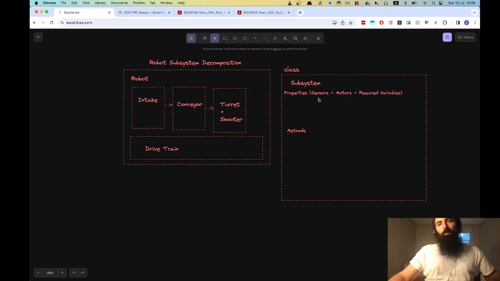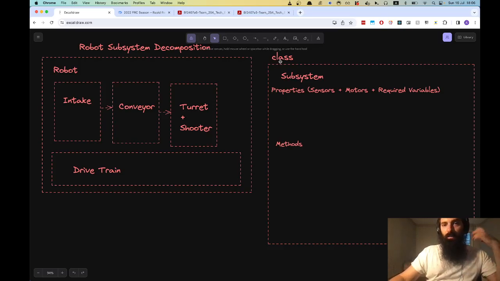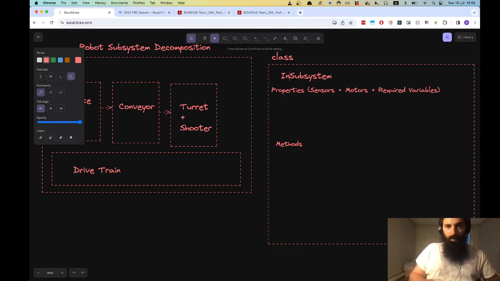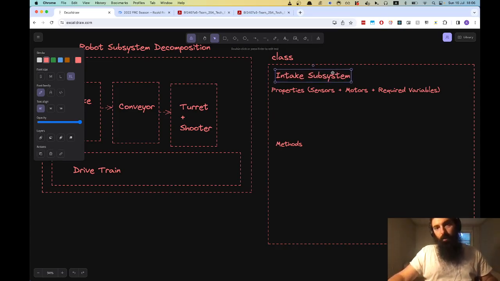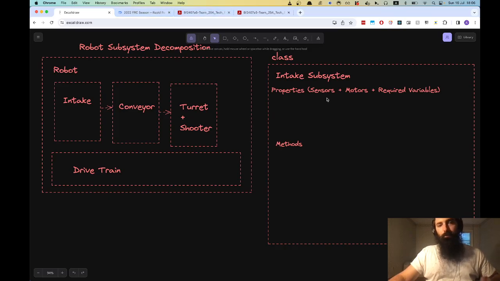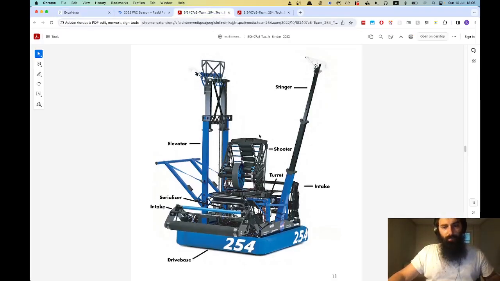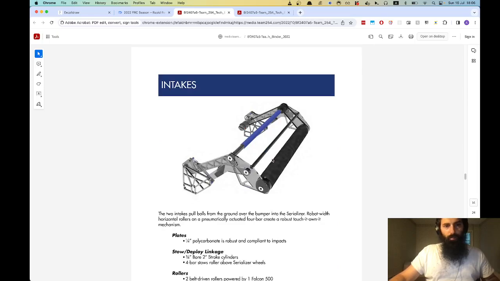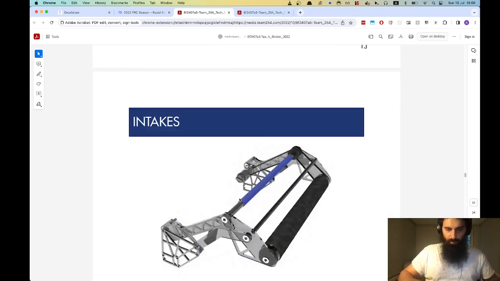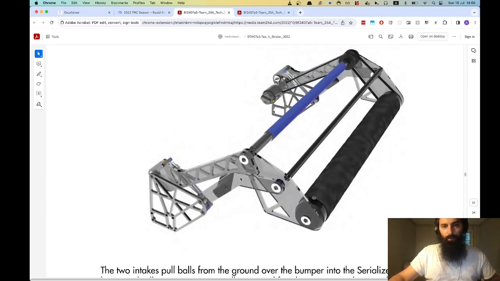Okay, so now that we've understood classes, let's say a subsystem, and let's start with an intake subsystem. What are the properties that are part of the intake? We can further break down properties into sensors, motors, and other required variables, so internal state and stuff like that. Okay, so let's actually go to the intake and figure out how an intake actually works.